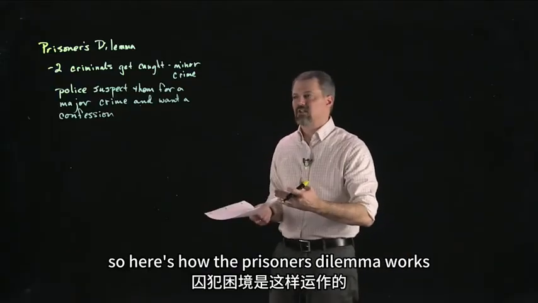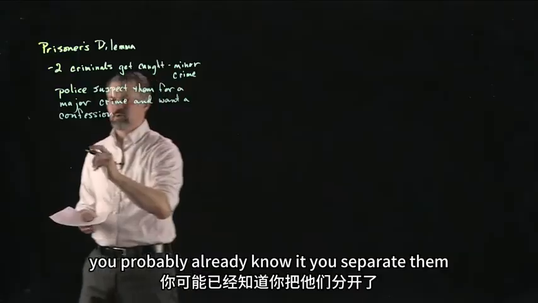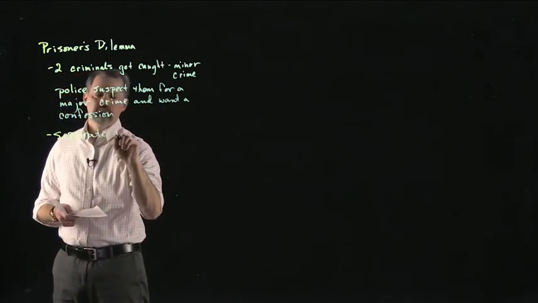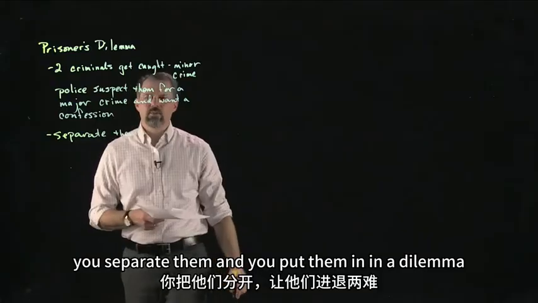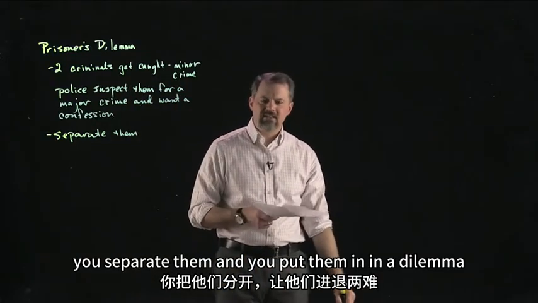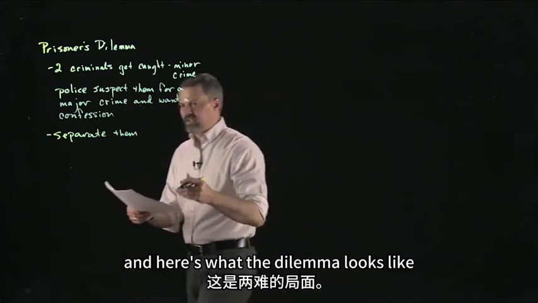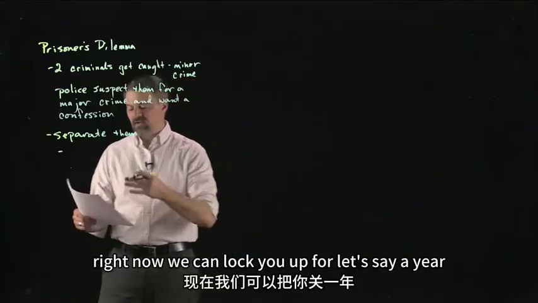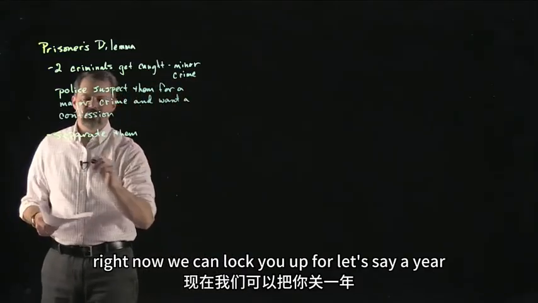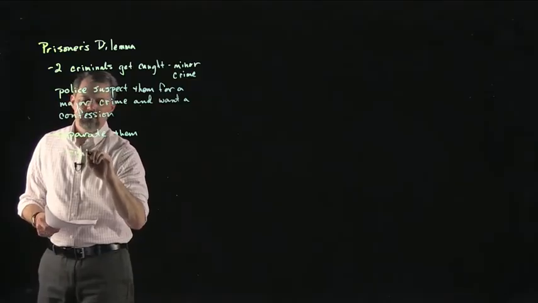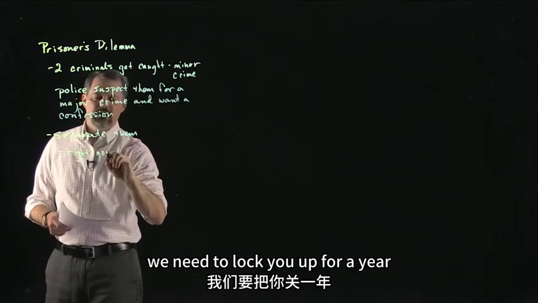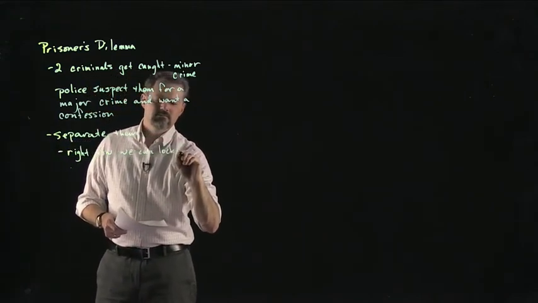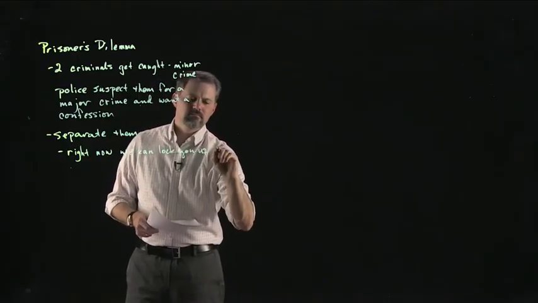So here's how the prisoner's dilemma works. The first step, you probably already know it, you separate them. You separate them and you put them in a dilemma. And here's what the dilemma looks like. You tell each of them separately, right now, we can lock you up for, let's say, a year. Right now, we've got all the evidence we need to lock you up for a year. Say 1 year.